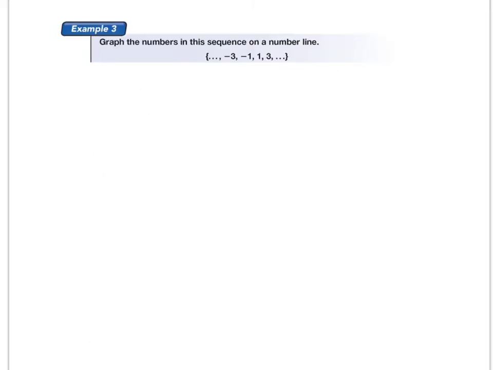Example 3 says to graph the numbers in this sequence on a number line. Again, that means we want a number line, and we want the numbers in that sequence. If we are looking here, I can see that we've got a couple negatives and a couple of positive numbers. So they surround 0, so I'm going to go ahead and put 0 right in the middle here.